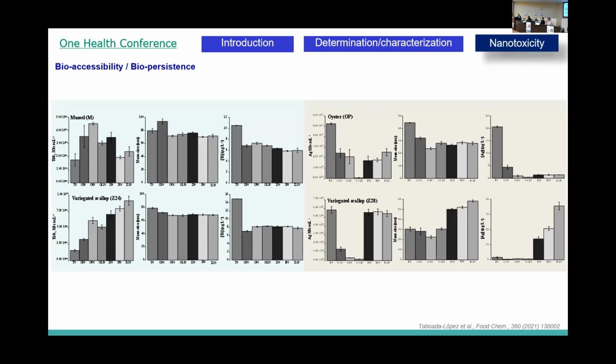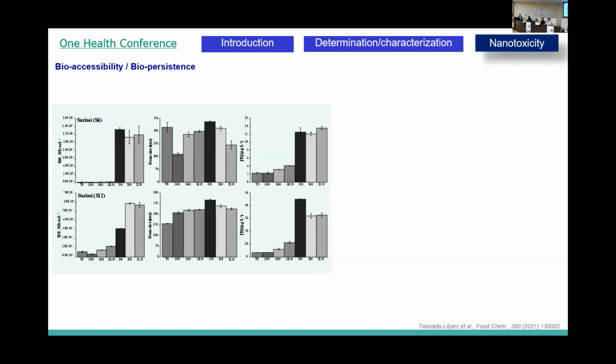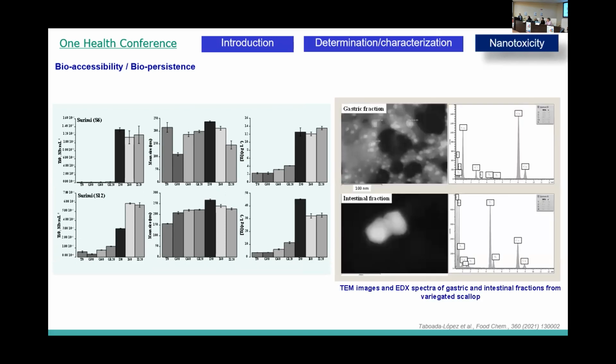A similar result has been obtained for mollusks, for mussels, and also for the crab sticks. And the same, we are going to obtain agglomeration in the gastric fraction and dispersion of these titanium dioxide and silver nanoparticles during the intestinal step.